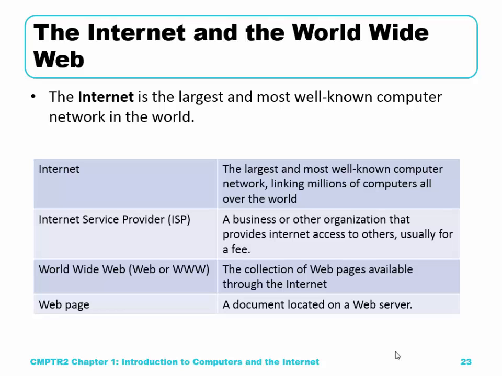The Internet is the largest and most well-known computer network in the world. It's technically a network of networks because it consists of thousands of networks that can access each other. Individual users connect to the Internet by connecting their computers or other devices using an ISP, or Internet Service Provider, which is a company that provides Internet access, usually for a fee. These companies are Verizon, AT&T, Charter.